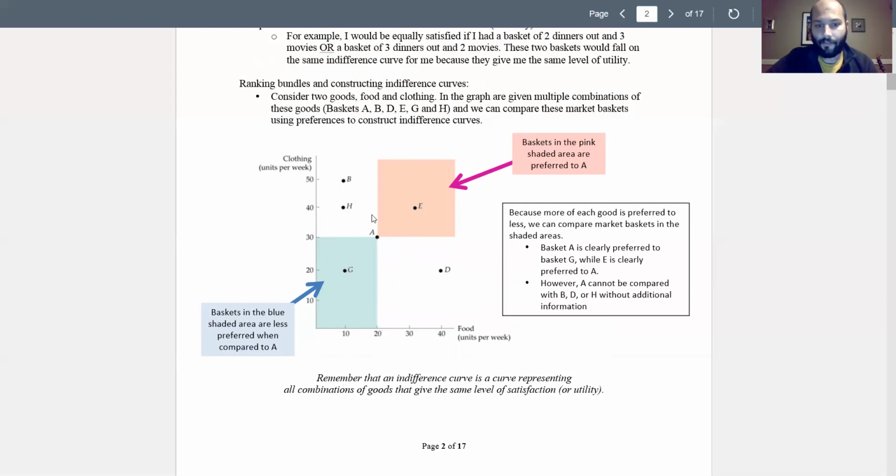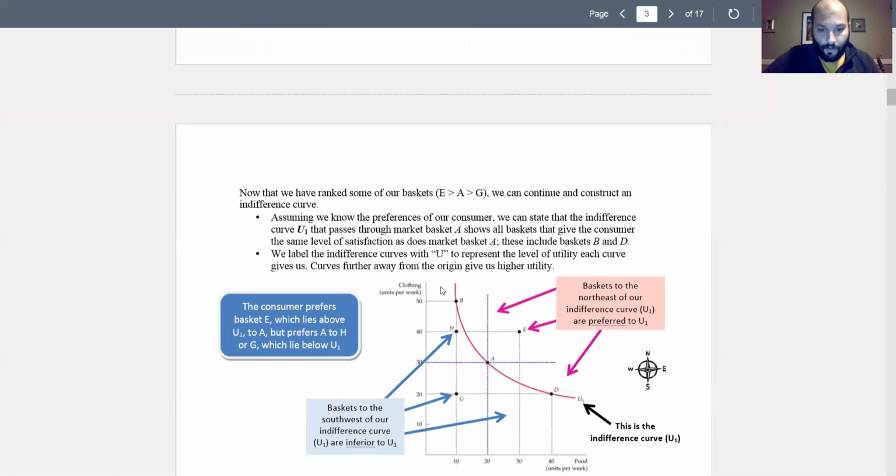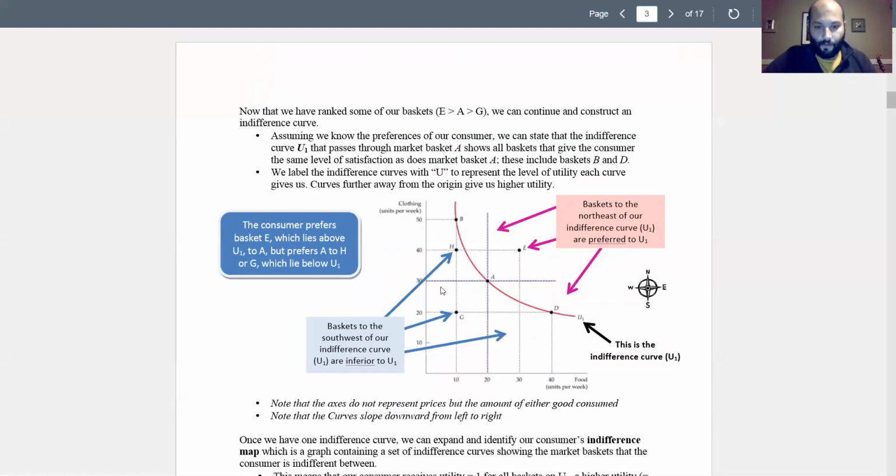But the interesting cases are going to be: how do we compare points like B and H, which have more clothing and less food than A, or point D, which has more food and less clothing? What we need to do is specify utility and create what are called indifference curves. So what's an indifference curve? Once again, an indifference curve is going to show us all of the baskets or purchasing combinations which the consumer likes exactly the same. This is one sample indifference curve, and there is going to be some mathematical intuition to these indifference curves that we'll talk about in the next video.